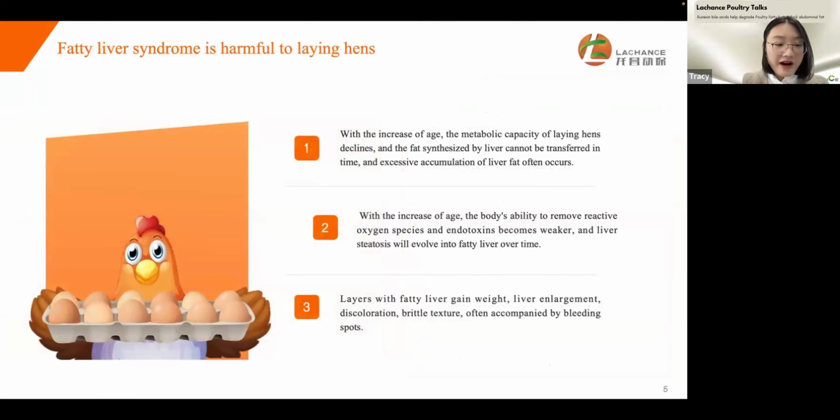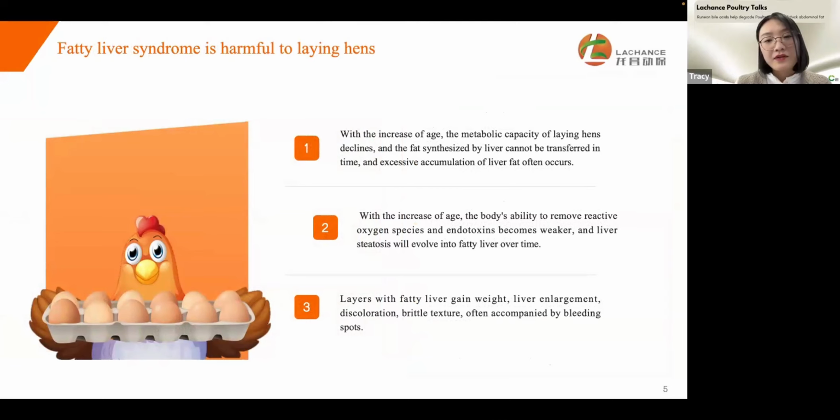Fatty liver is very harmful to laying hens. So why does fatty liver occur, and what's the harm of fatty liver? Well, this is because with the increase of age, the metabolic capacity of laying hens declines, and the fat synthesized by the liver cannot be transformed in time, and excessive accumulation of liver fat often occurs.